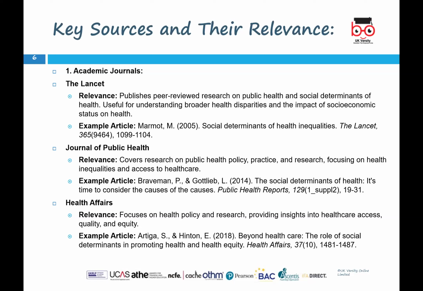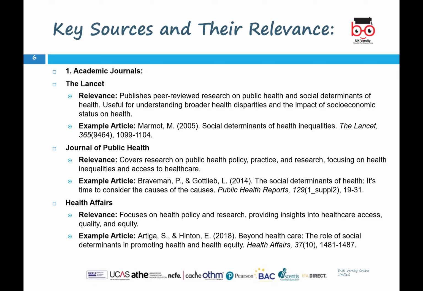So in academic journals, you have the Lancet, for instance. These are peer reviewed. Peer reviewed means that it's reviewed by several researchers. You have public health and social determinants of health. It gives you a broader understanding of health disparities and the impact of socio-economic status on health. So in the Lancet, you can use these. For instance, you have this article by Mahmoud, which was published in 2005. It's on social determinants of health inequalities. If you're working on health inequalities, this is a very good journal and a very good publication to access.